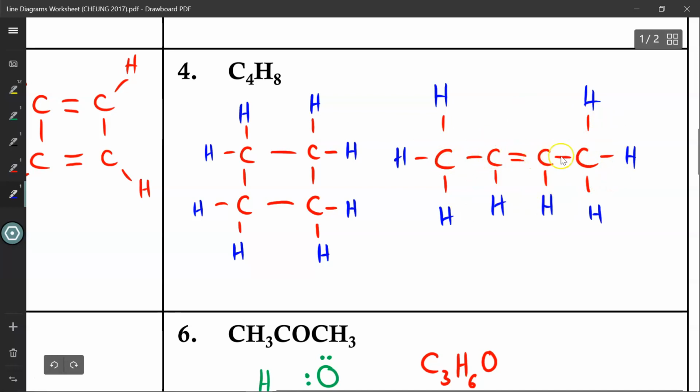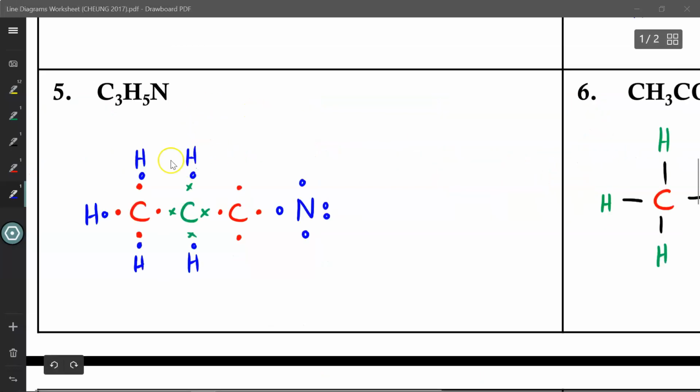1, 2, 3, 4, 4 carbons. 1, 2, 3, 4, 5, 6, 7, 8 hydrogens. And do each of these carbons have 8 electrons? Yes. Now this one's interesting. C3, so I put the 3 carbons side by side as my backbone. H5, I gave each of these ones an H where I could.